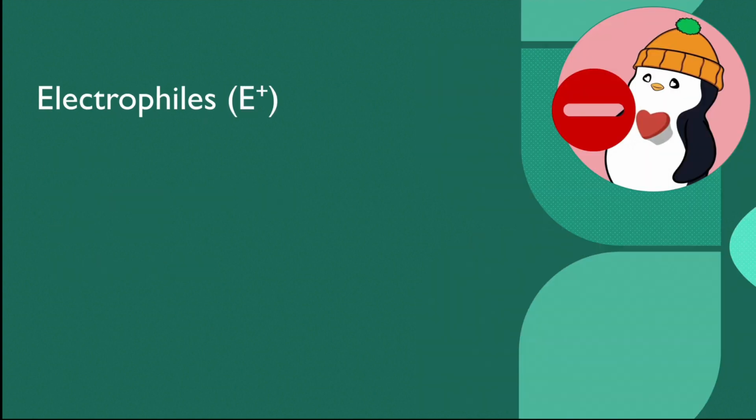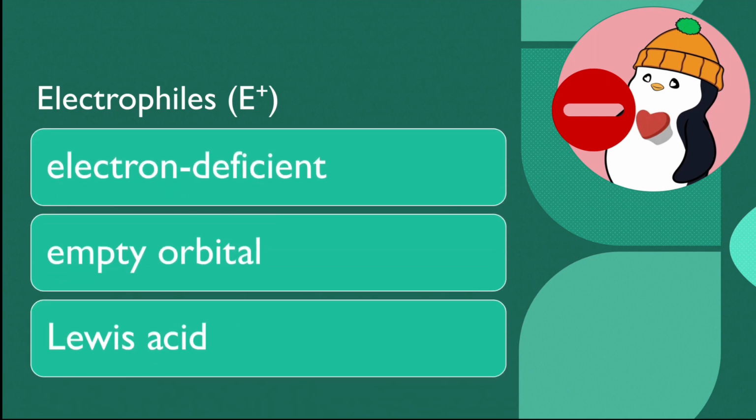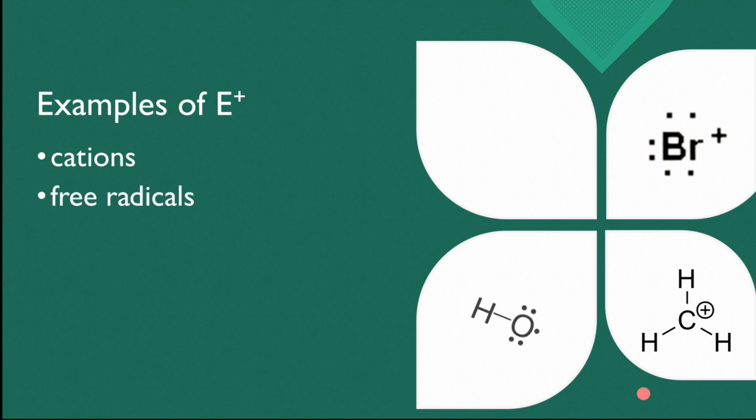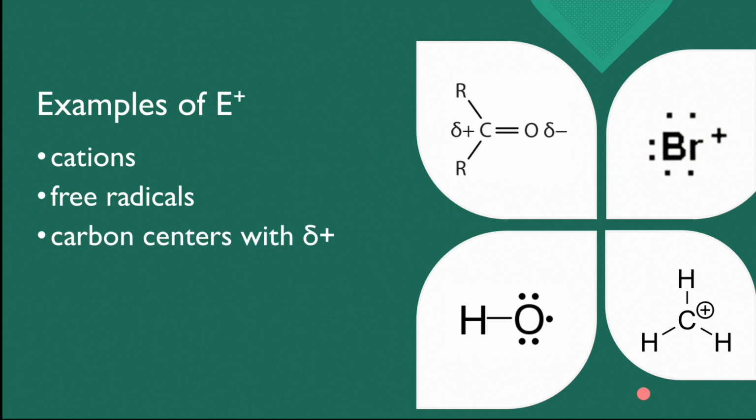Electrophiles are electron pair acceptors or electron-deficient species. In order to accept electrons, they must possess an empty orbital to receive the electron pairs, and therefore they are also known as Lewis acids. Examples of electrophiles include cations or free radicals, and electron-deficient centers that are found in polar covalent bonds, such as in a carbonyl group, ketone, or aldehyde. A good electrophile must be able to accommodate a new sigma bond between its electrophilic center and the nucleophile.